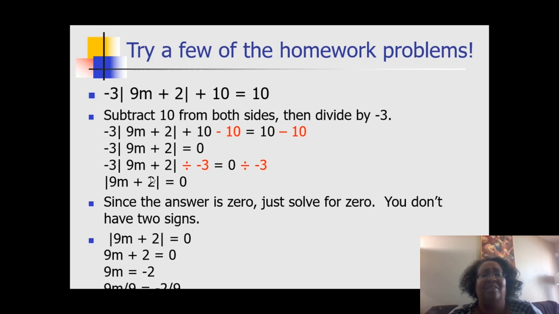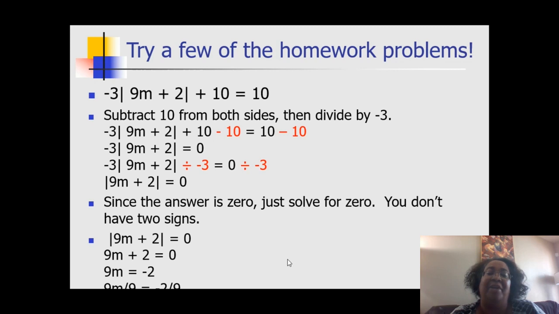So we can go back and check this. If we put a -2 over 9, this is going to give me a -2. So -2 plus a +2 is 0. -3 times 0 gives me 0. And then when I do the 0 plus 10, I get 10. So 10 over 10 is equal to 10. This checks. So you can check all your answers and make sure that they're right.